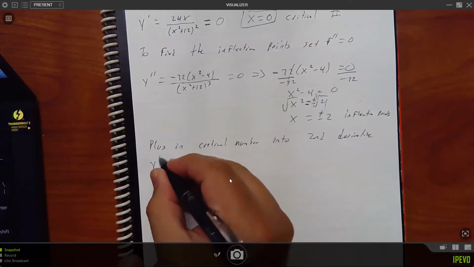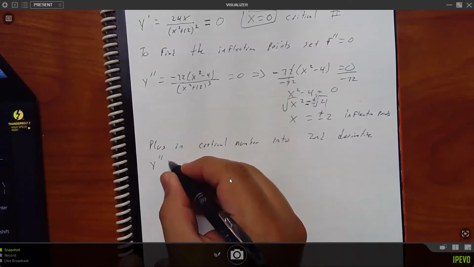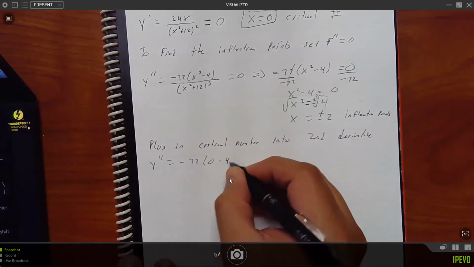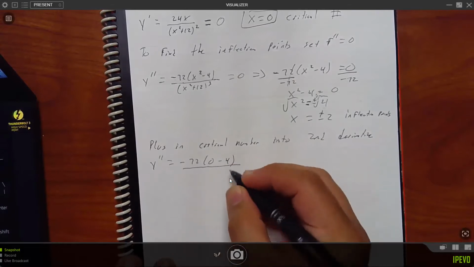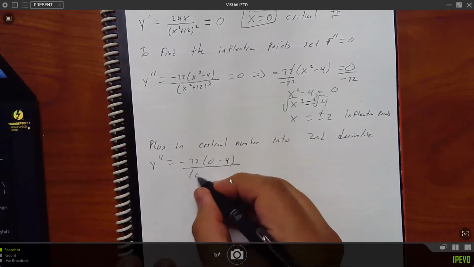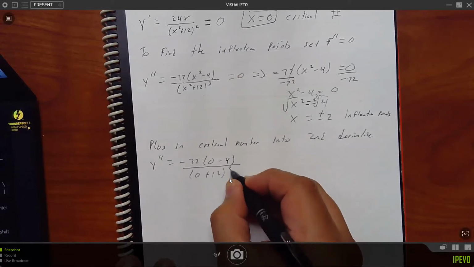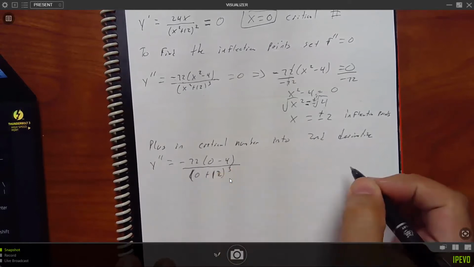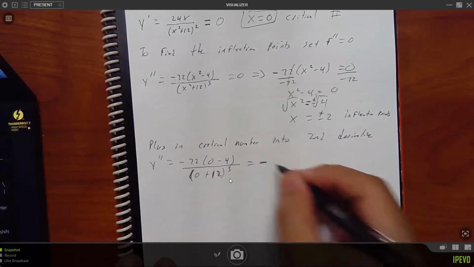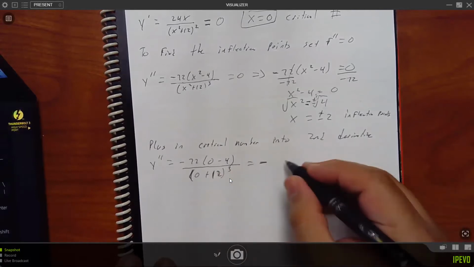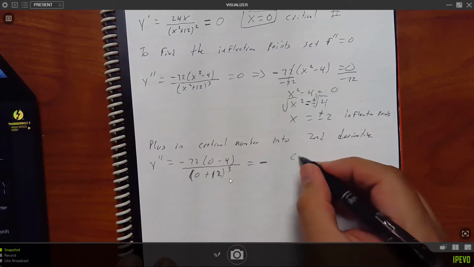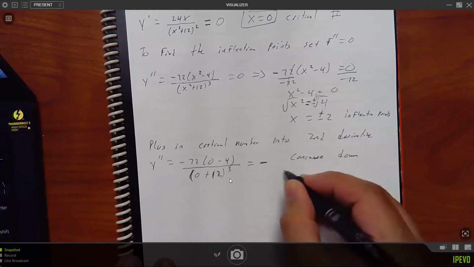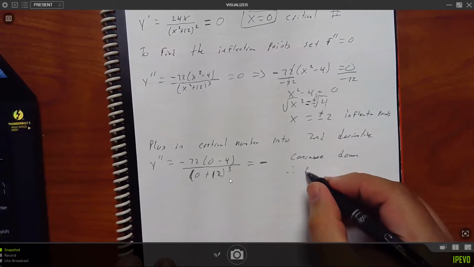So y double prime at 0 will be negative 72 times 0 minus 4 over 0 plus 12 cubed. So this would be negative, which means concave down, therefore maximum.